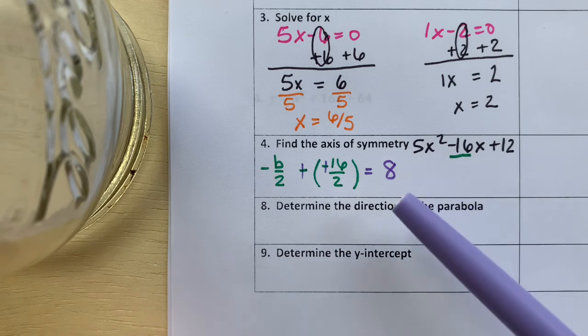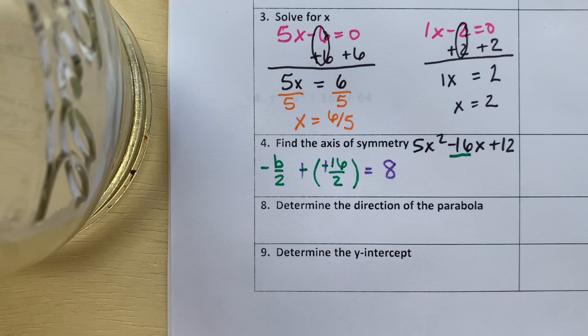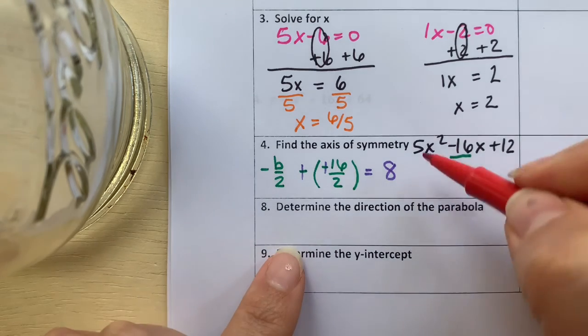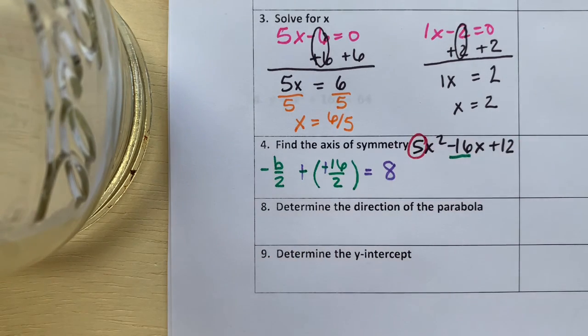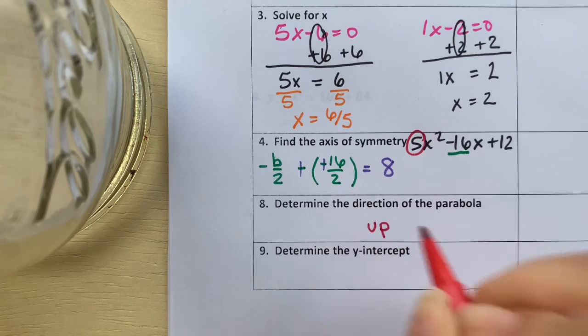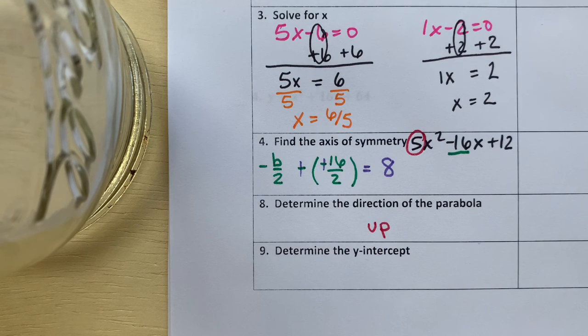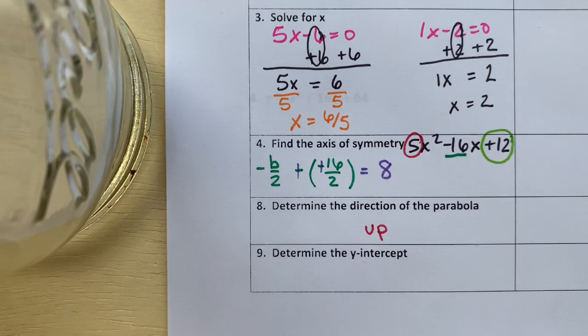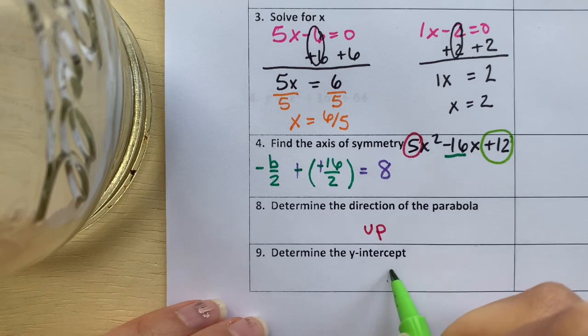Now we can plug this number in for our x's to find our vertex, which we will be doing next week. But for right now, I'm just reminding you how to find your axis of symmetry. We have to determine the direction of the parabola. Remember, the direction of the parabola is determined by the number in front of our x squared. If that number is positive, it is up. If it is negative, it is down. And the last thing we need to determine is our y-intercept. Our y-intercept is our constant, the number without an x, and that is 12.